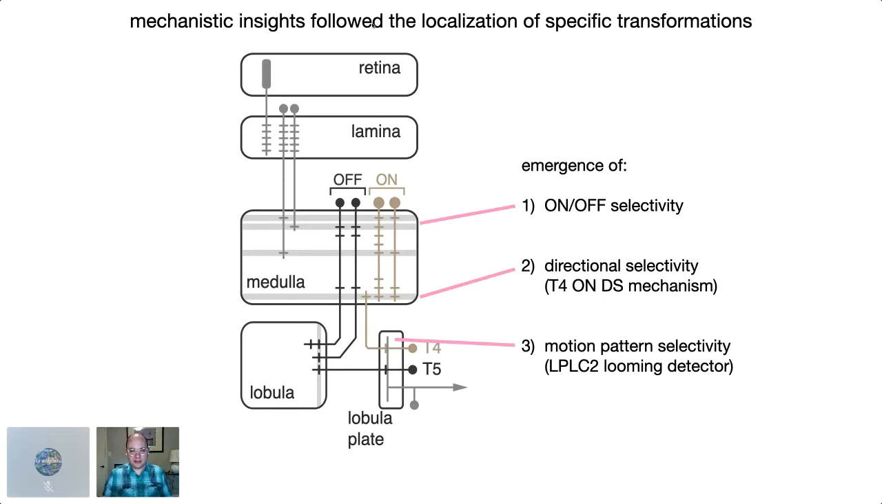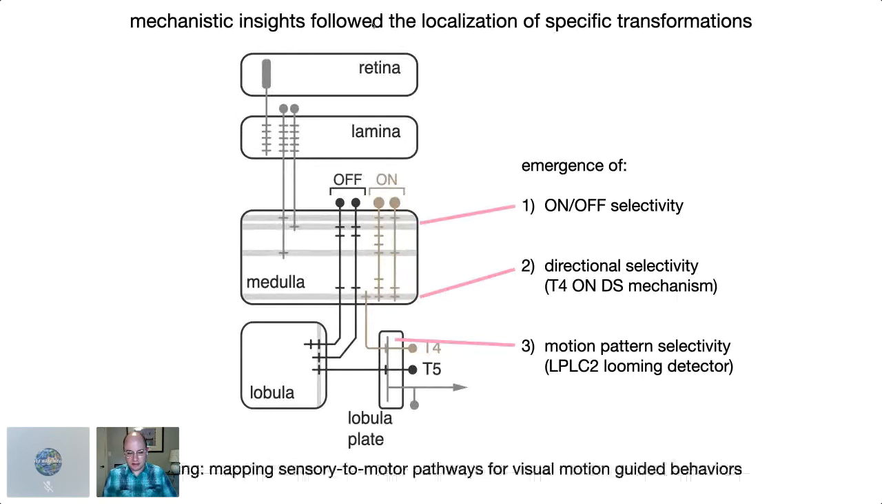And really that discovery, this localization, knowing which neurons to work on, really organizes the experimental project to get to mechanistic insights. I don't see any reason why that approach shouldn't work for deeper circuits in the fly brain, and that's exactly what we're trying to do now. So again, we're now trying to use this approach to try to understand sensorimotor pathways for visual motion guided behaviors.